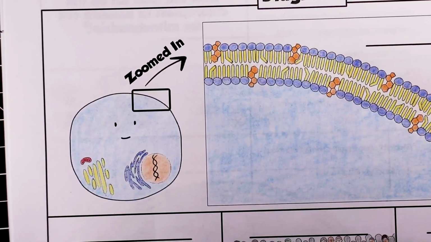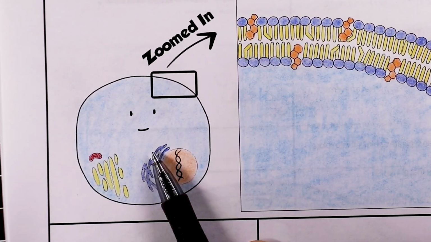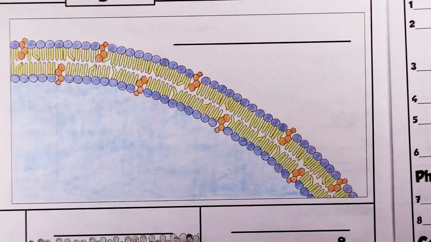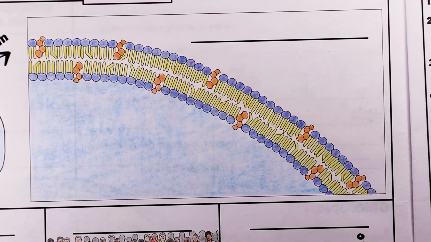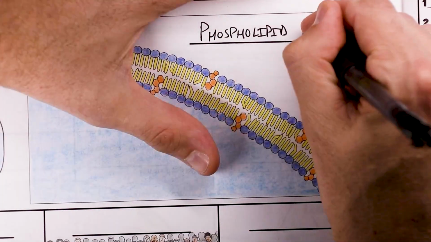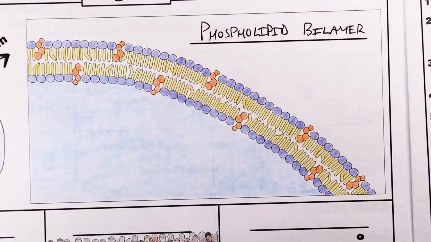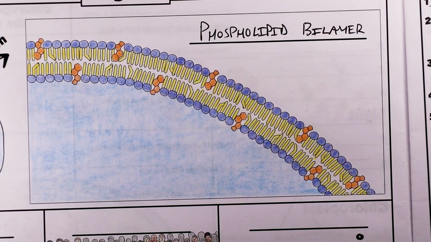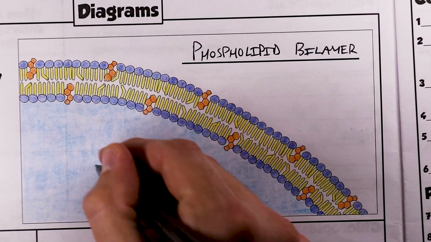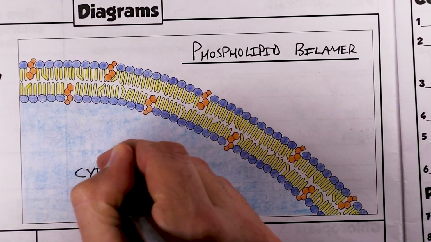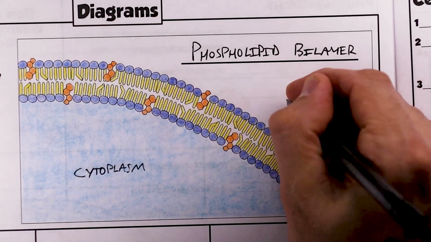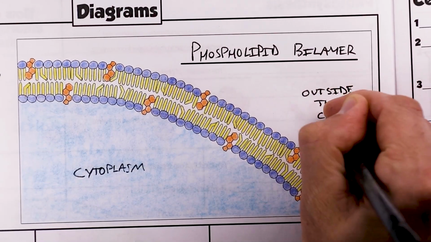Okay, so here we are with our little animal cell, and we've got a little box we're zooming into. And behold, here it is. So what we see is the cell membrane is a phospholipid bilayer. That's a mouthful. Now, the blue stuff is the cytoplasm of the cell. So we're going to write cytoplasm. Out here is outside the cell.